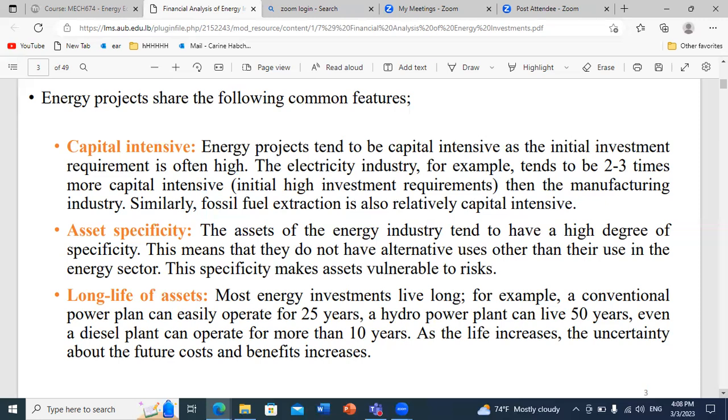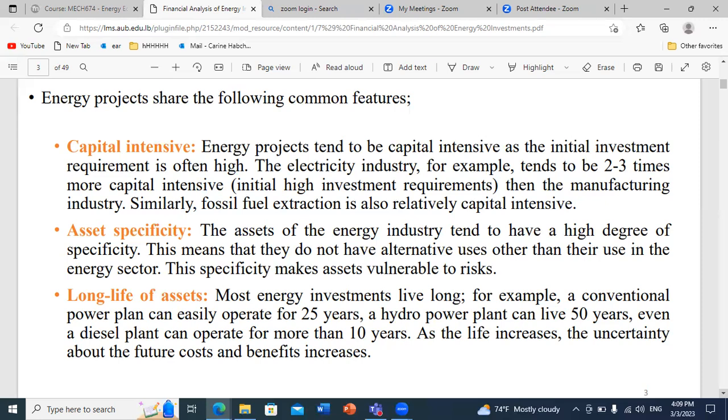So the first disadvantage is, as we said, it's capital intensive. For example, if you want to implement a power plant to generate electricity, you have a very high investment to start with in order to build your industry. So the electricity industry, for example, tends to be 2-3 times more capital intensive, with an initial high investment requirement, than the manufacturing industry. That's why energy projects should be well studied on the economical level because of the very high investment required.